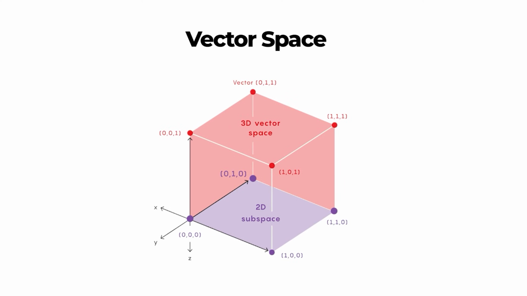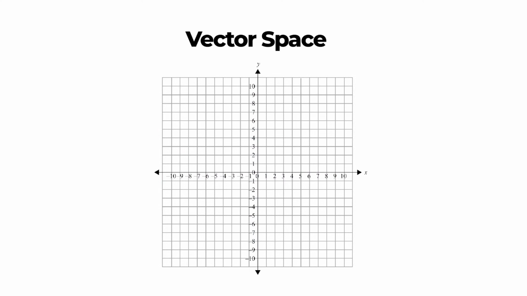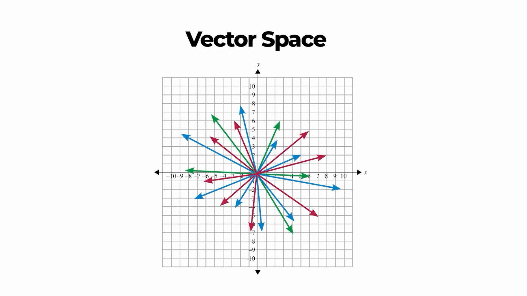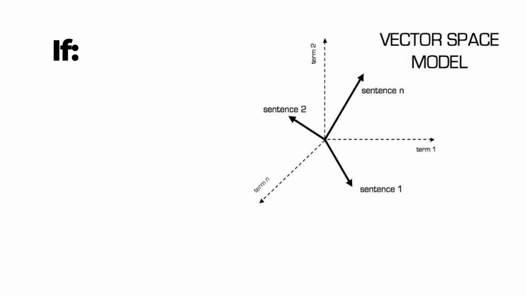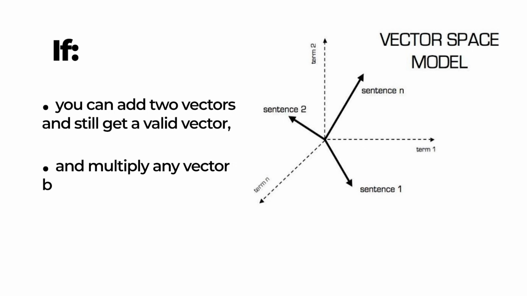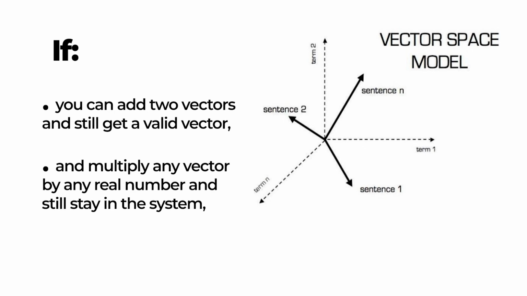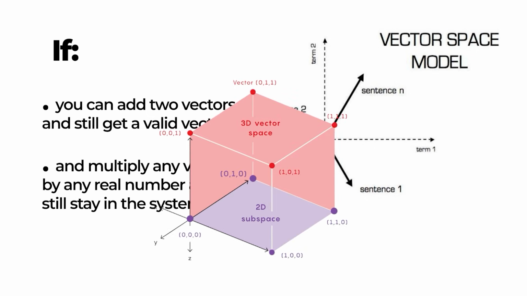Now, big smart phrase, vector space. A vector space is just a world where you can add vectors and multiply them by numbers and everything still makes sense. If you can add two vectors and still get a valid vector, and multiply any vector by any real number and still stay in the system, you're in a vector space.